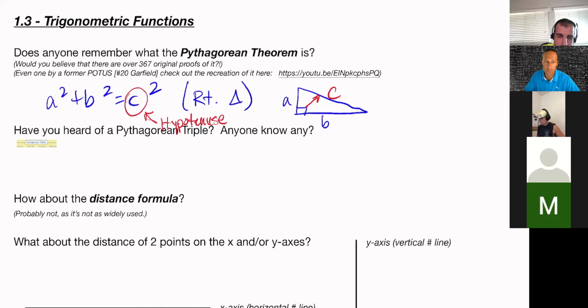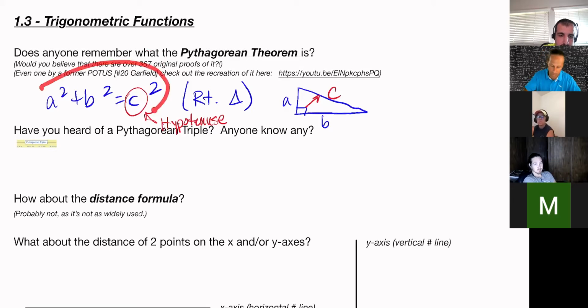Okay? Do you guys know what POTUS means? Have you heard of POTUS before? President. Very good, Jordan, you better know that. POTUS means President of the United States. And there were actually over 367 original proofs of the Pythagorean theorem and why it works. It's obviously a pretty big discovery if it has that many proofs.